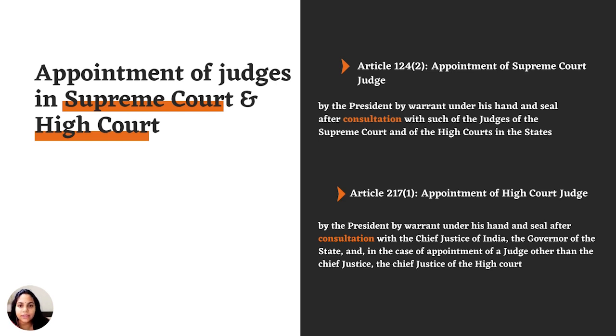Firstly, let us understand what the constitutional provisions relating to the appointment of judges in the Supreme Court and High Court are. According to Article 124 Clause 2, a Supreme Court judge is appointed by the President after consultation with such number of judges of the Supreme Court and of the High Courts in the states. On the contrary, according to Article 217, a High Court judge is appointed by the President after consultation with the CJI, the Governor of the state, and so on, is the language of Article 217. In both these articles, you must have observed that I have highlighted the term consultation. Now, how this term is going to be interpreted in the Judges cases, we'll see in the next slide.